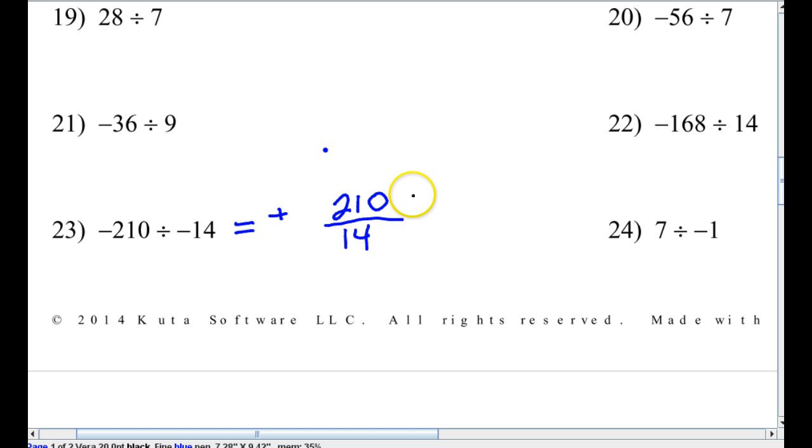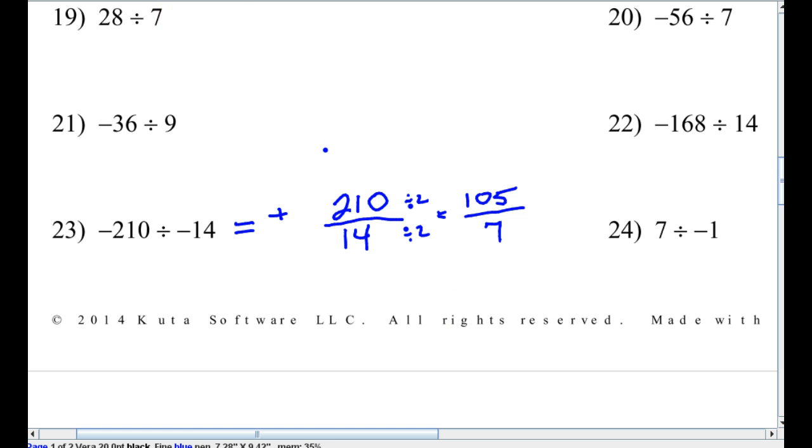So a couple ways of doing this. Divide top and bottom by 2. That's one way of doing it. You can say 210. What's half of 200? 100. What's half of 10? 5. 105. Divide the bottom by 2, you get 7. That's one way of doing it. You can keep going as well.